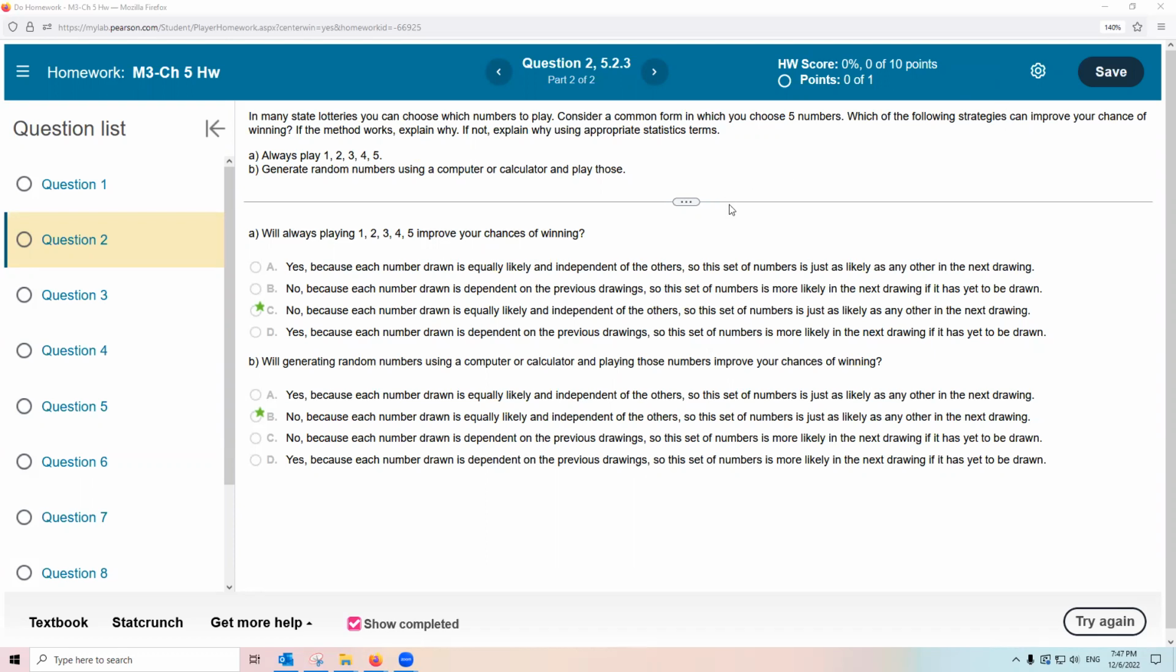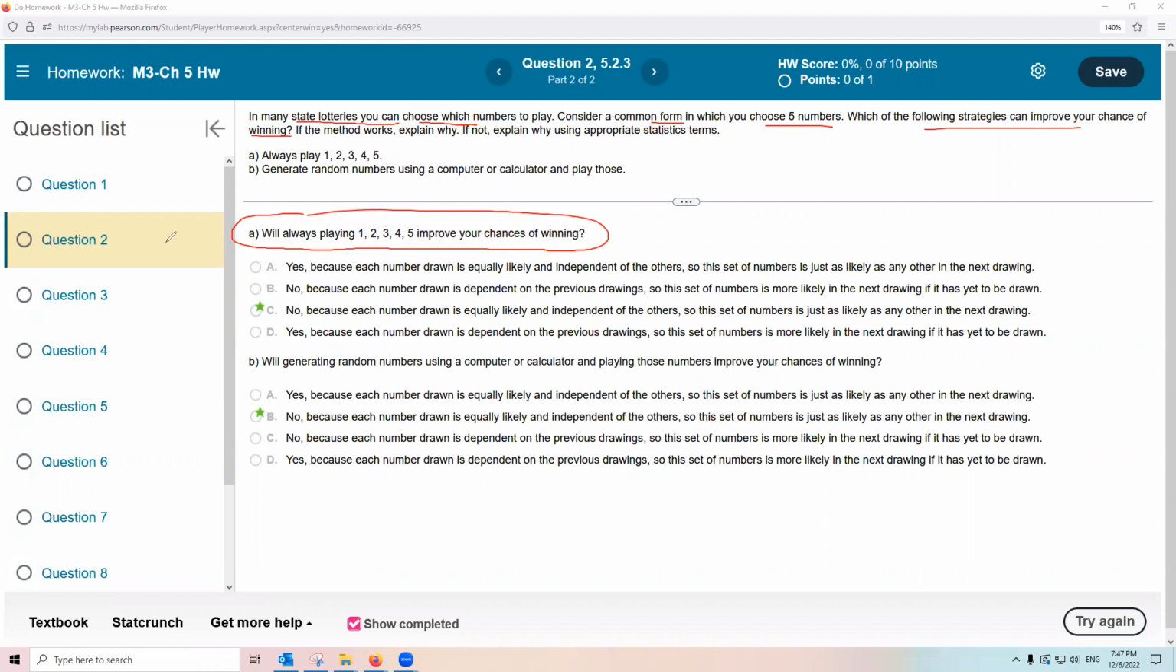This is more of a conceptual question. It says, in many state lotteries, you get to choose which number to play. A common lottery is where you get to pick 5 numbers. Which of the following strategies can improve your chance of winning? What if you decide to always play the numbers 1, 2, 3, 4, 5? Will that improve your chance of winning?